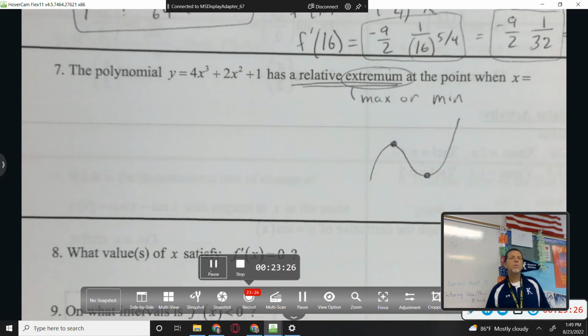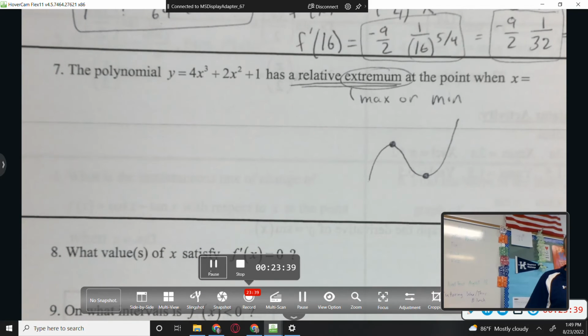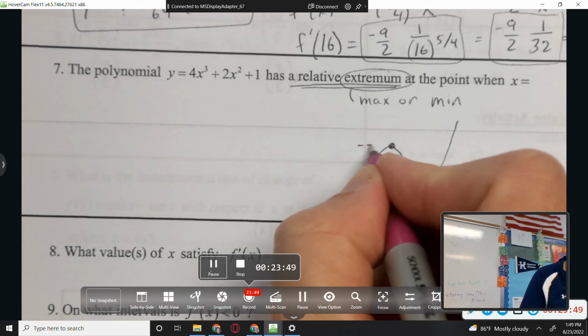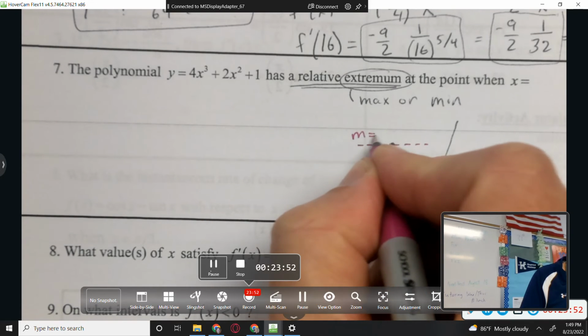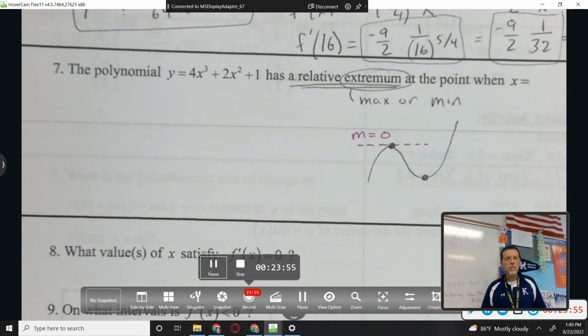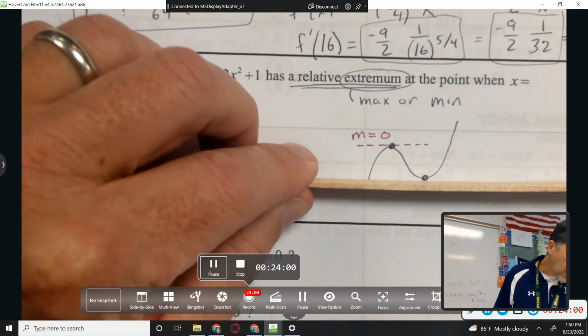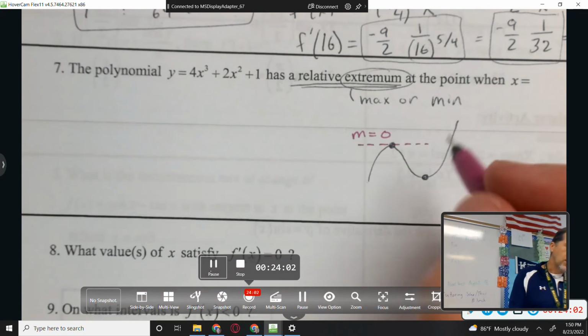Ask a question that you could answer without making it too easy. I guess I'll go with the easy one. Well, maybe it's easy. Do you think you know the slope of the tangent line at the max? 0, because that tangent line is going to be sitting right about there with the slope of 0. How about the slope of the tangent line at the min? Also 0.